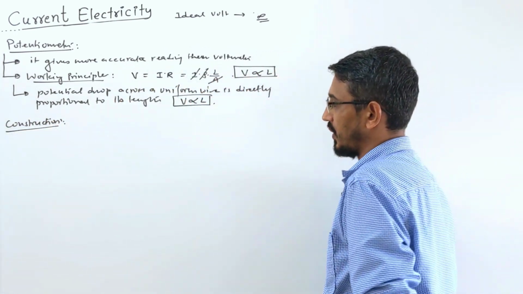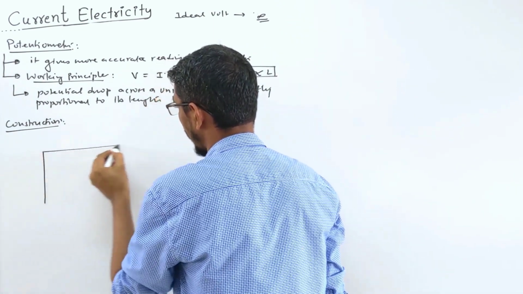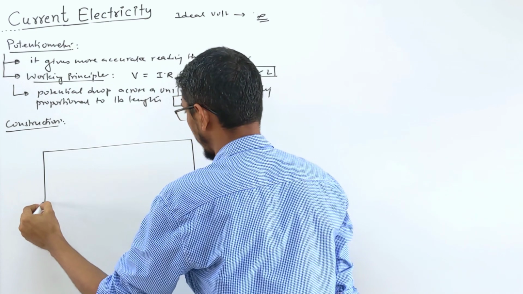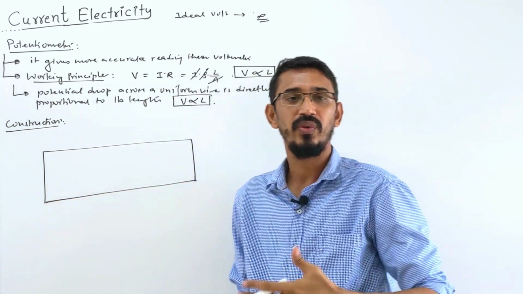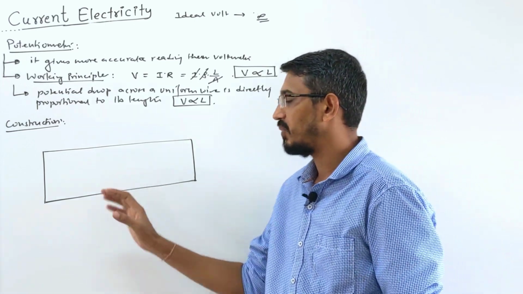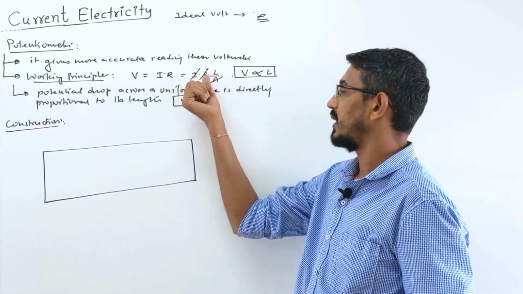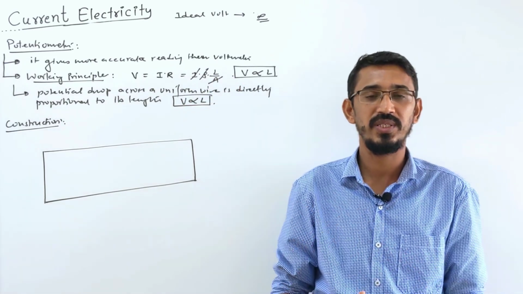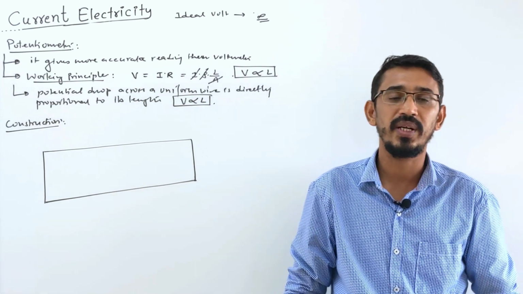We are talking about its construction. Real construction, how it looks: there is a wooden table or board. This is a wooden board, and here we have a uniform wire. Generally this wire is made of a material which has a very high rho, specific resistivity, and its resistance should not change with temperature.